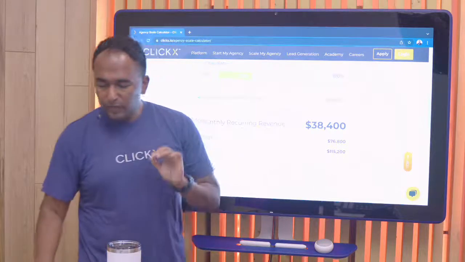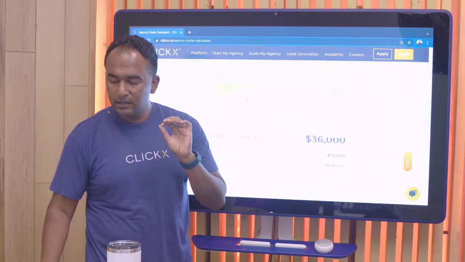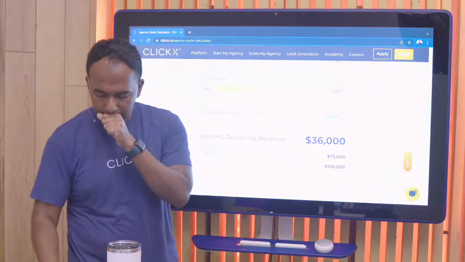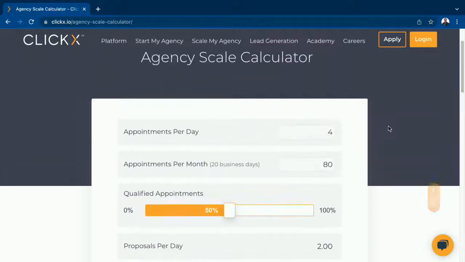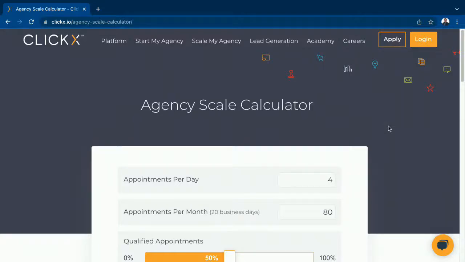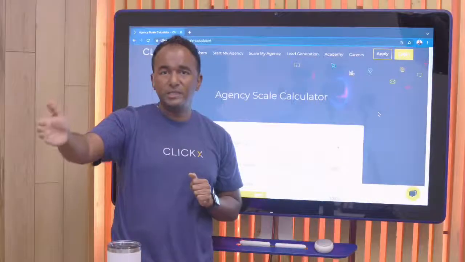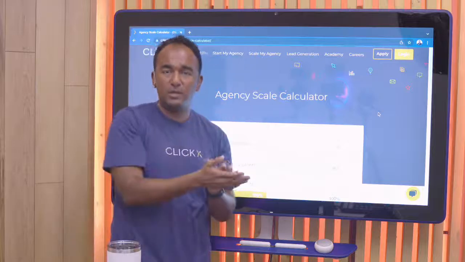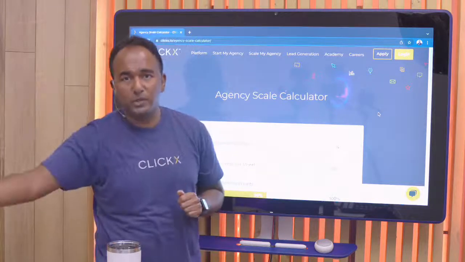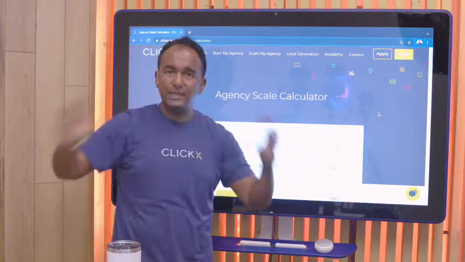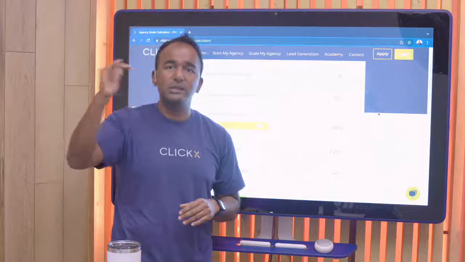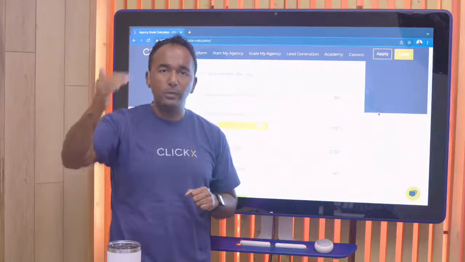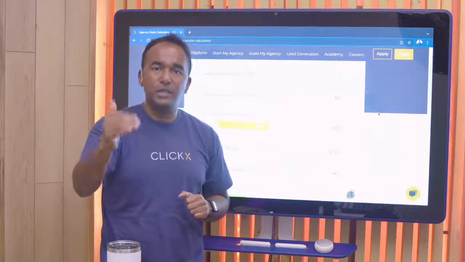So if you're closing at 30%, and I'll even shorten it, let's just say you give them a discount, $30,000. So think about that. Go to this calculator, enter in the real numbers, enter in what percentage of your actual sales calls that you're booking are going into proposal. And if you're not, forget the proposal, forget the qualification, start at the very, very top. Start at the very top saying, you know what, my job is to get booked appointments, and I've got to do whatever I've got to do to get that.